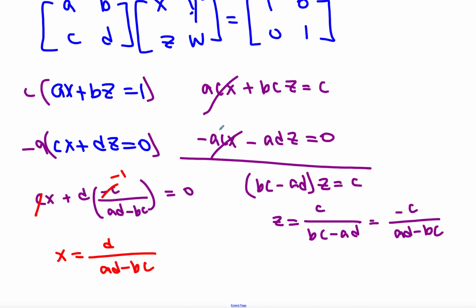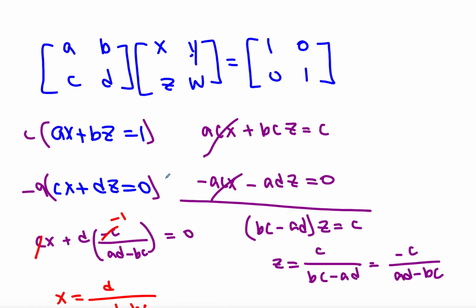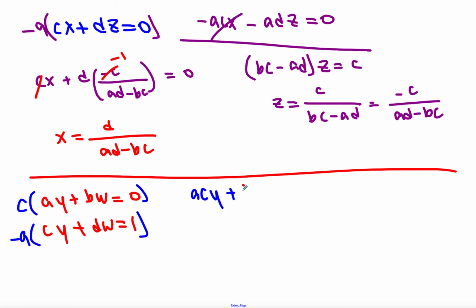How about Y and W? So we're going to do the same kind of calculation here. AY plus BW is equal to 0, I believe. Now CY and then DW is equal to 1. Same way as before, I'm going to multiply the first one by C. I'm going to multiply the second one by negative A. Then what do we end up getting? So we get ACY plus BCW is equal to 0.